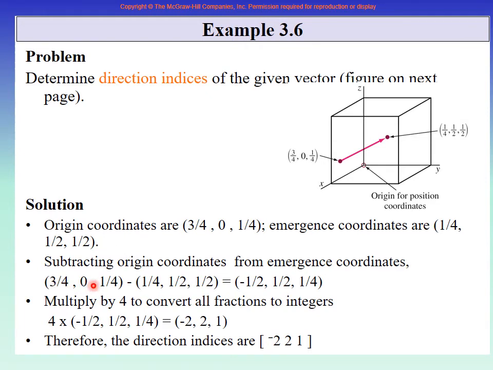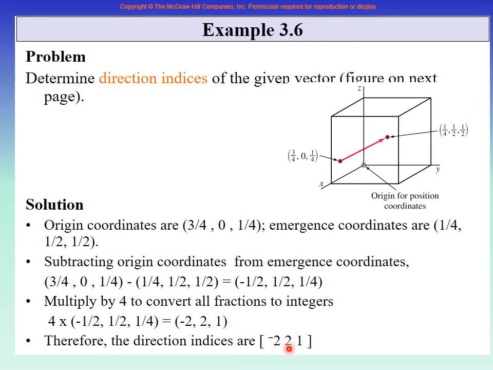3 by 4, 0, 1 by 4, minus 1 by 4, half, half, this is the number, minus half, half, 1 by 4. So now there are two things, right? That it is minus, minus does not matter if you are writing just the numbers. But the largest fraction is 4. So multiply everything by 4. So this becomes 2, minus 2, this becomes 2, this becomes 1.